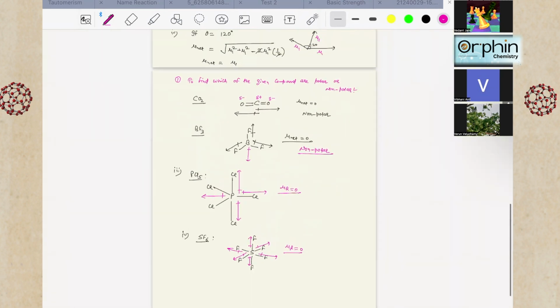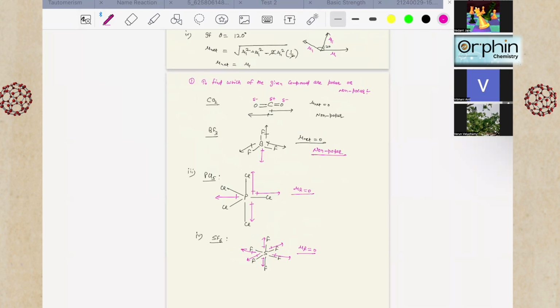Whenever we are seeing these cases, a result comes to my mind. What is that result? The compounds or the geometries which are regular geometries will always be non-polar. We do not even need to check. And how do we find which are regular geometries? We have seen this: when the central atom has all the side atoms the same and there is no lone pair on the central atom, those geometries are considered regular geometries. And the net dipole moment will be zero.